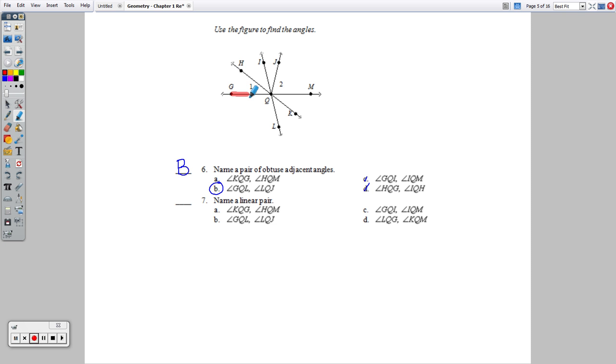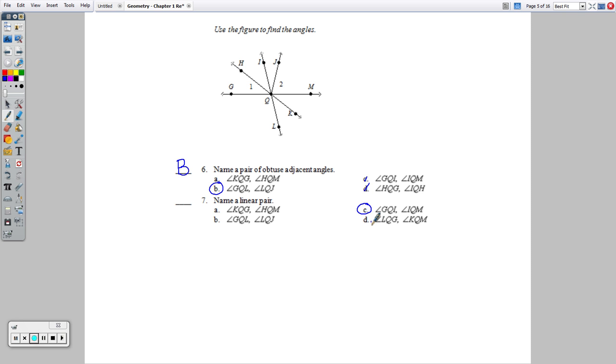GQI, that's this one, and IQM, that's this one. You put those together, do you have a linear pair? Do they form a straight line together? And are they adjacent? It's yes to both of those questions. So that, in fact, is a linear pair. It looks like that should be our answer.